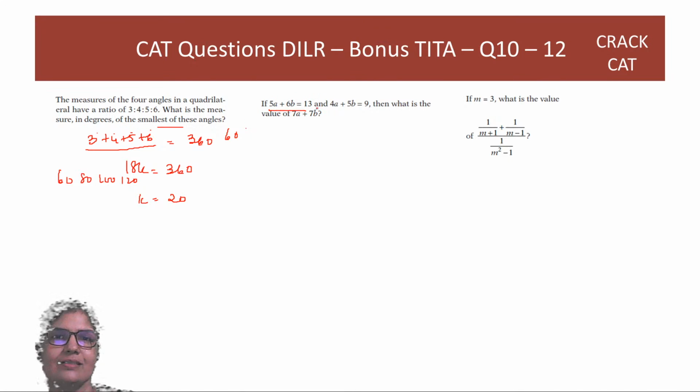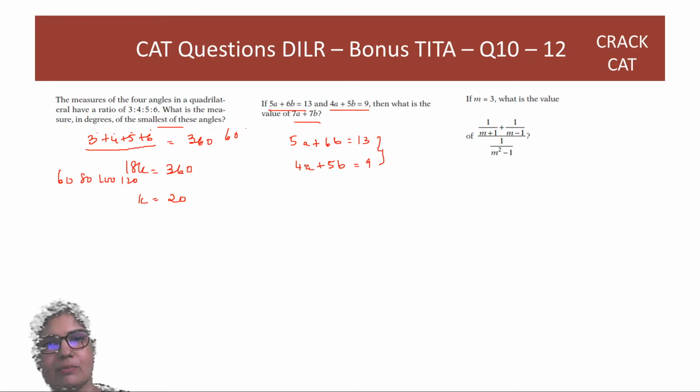If this is 13 and that is 9, what is the value of all this? 7a plus 7b. So what we can do here is, let's see if we can add up. Then what do we get? 4a plus 5b. That is not going to help. So let us subtract. If I subtract from here, then I get a plus b is equal to 4. And if a plus b is 4, then 7a plus 7b will be 28. So answer here is 28.